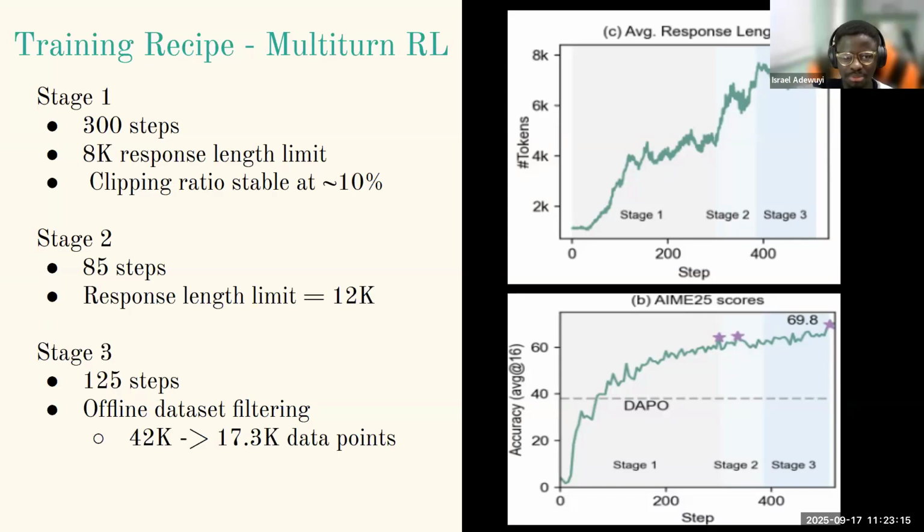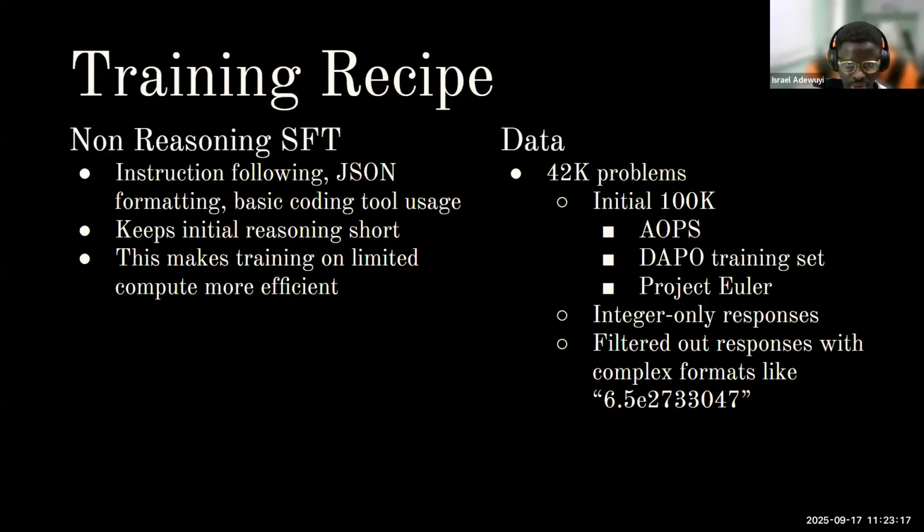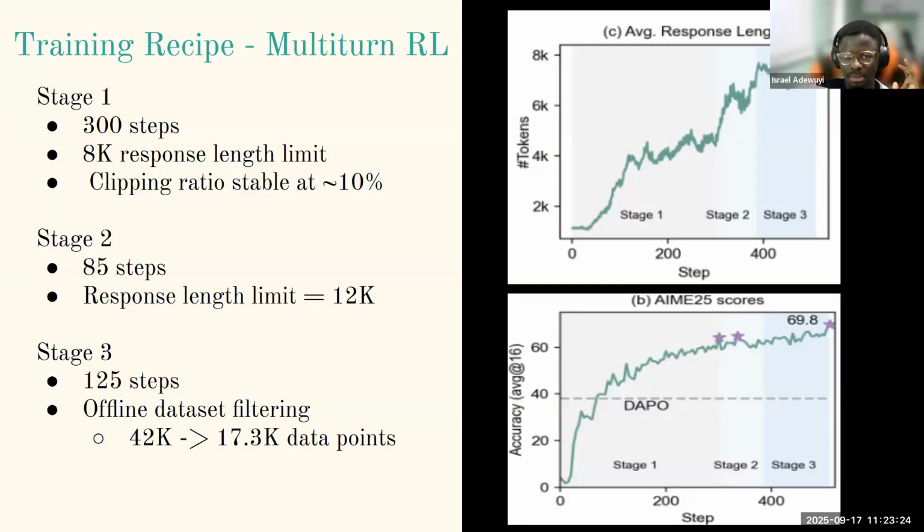But yeah, basically their training recipe was non-reason SFT, this data set of integer-only answers with multiple rounds of filtration, then multi-stage RL. So this was the training recipe.